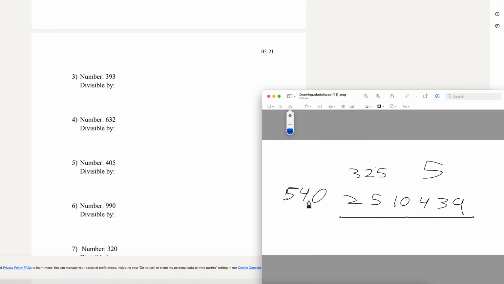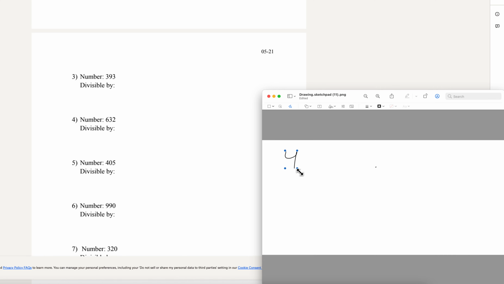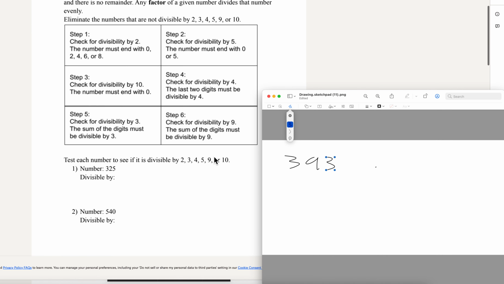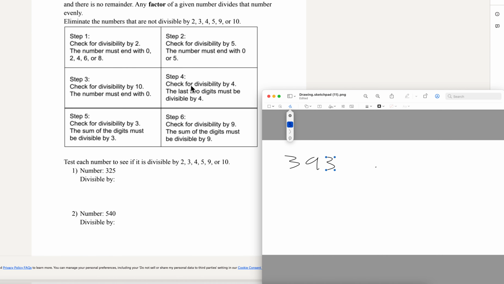Okay, let's do 3 and 4. 3, 9, 3. Okay, so this does not end with an even number or a 0. It does not end with 0 or 5. It does not end with a 0. The last two numbers would be 12, and 12 is divisible by 4, so 4 would work.